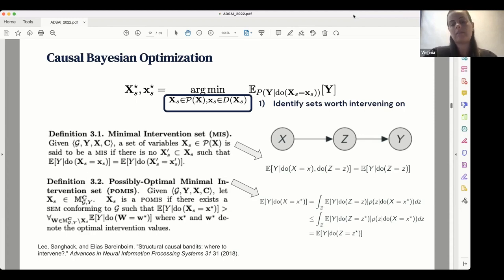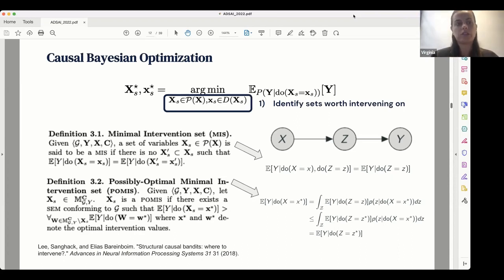In some cases, depending on the structure of the structural causal model, we might also be able to determine the order among the interventional outputs, meaning we might be able, for example, in this case, to determine whether the expected value for an intervention on X is always smaller or equal than the expected value for an intervention on another variable. And if this is the case, then we can obviously exclude this set from the search space.